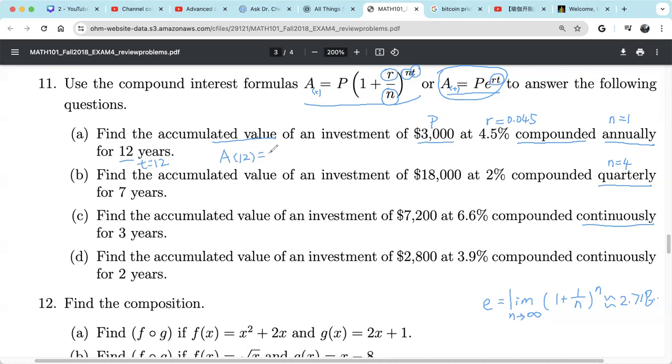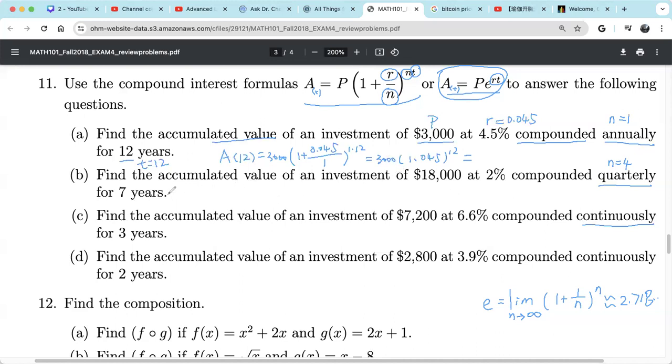That equals the principal 3,000 multiplied by 1 plus the interest rate 0.045 divided by n, where n is 1, then raised to n times t, 1 times 12. Simplifying, we get 3,000 times 1.045 raised to 12. Then you can press it into your calculator: first 1.045 raised to 12, then multiply by 3,000.